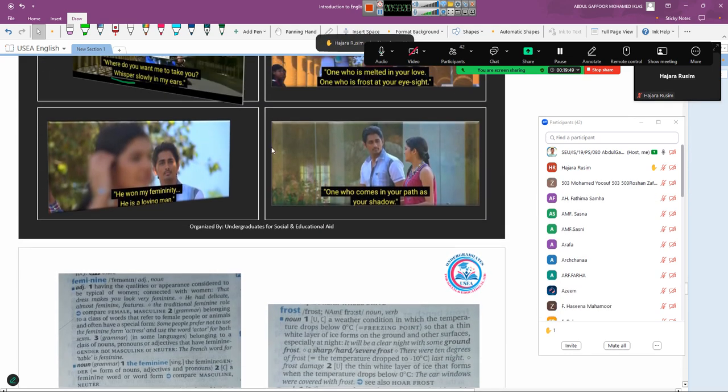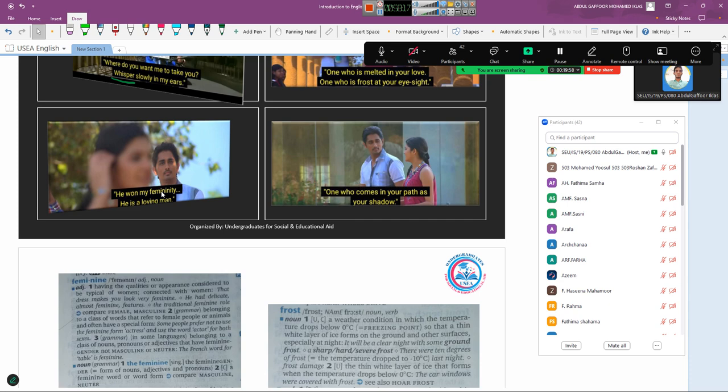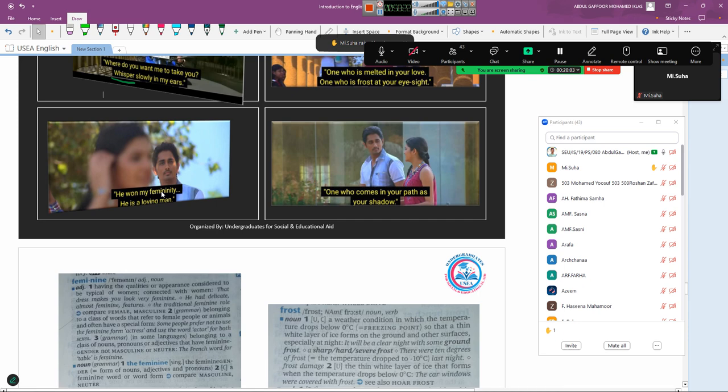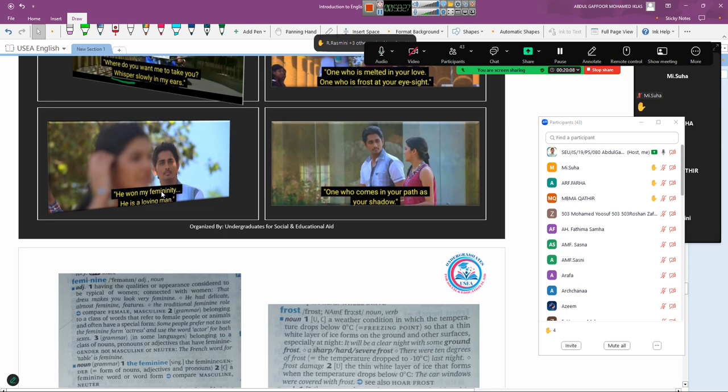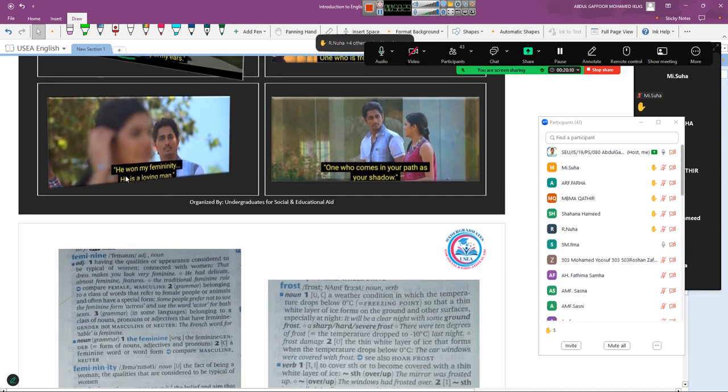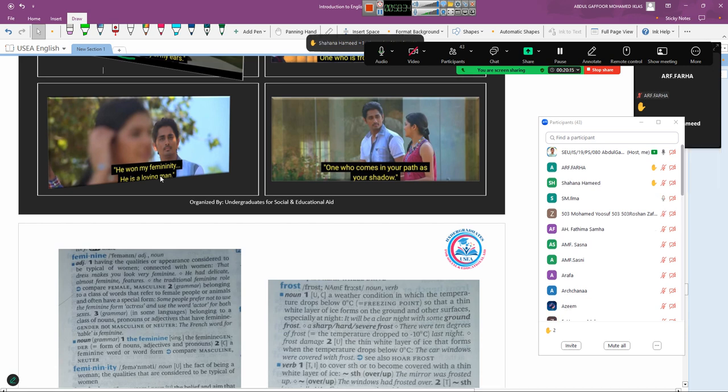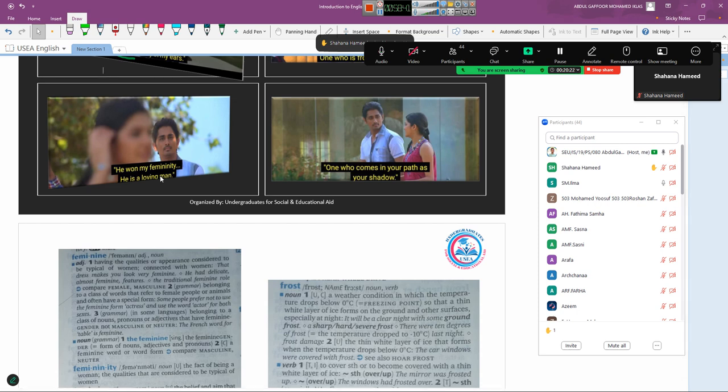So let's see this one, right? He won my femininity. How many of you don't know the meaning of femininity? Is there anyone who doesn't know the meaning of femininity? Okay. 2, 3, okay, right. Now this lyric, can you translate this lyric from the song? Is there anyone to translate this lyric to Tamil? Have you all watched this song?